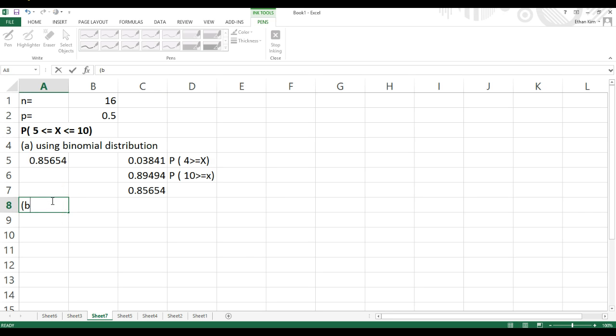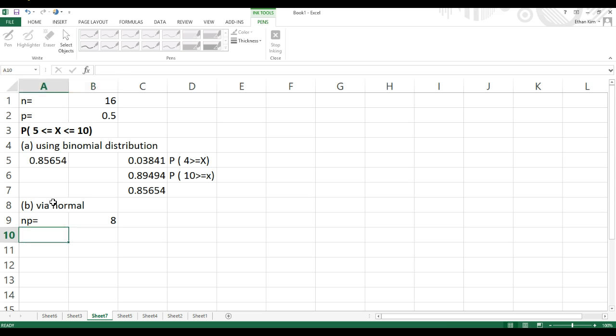Part B is via normal distribution. So first of all, we have to find mu and sigma, what to replace with. So mu is n times p. N times p equals, we have n here times p, and this is the mu that we're going to use.